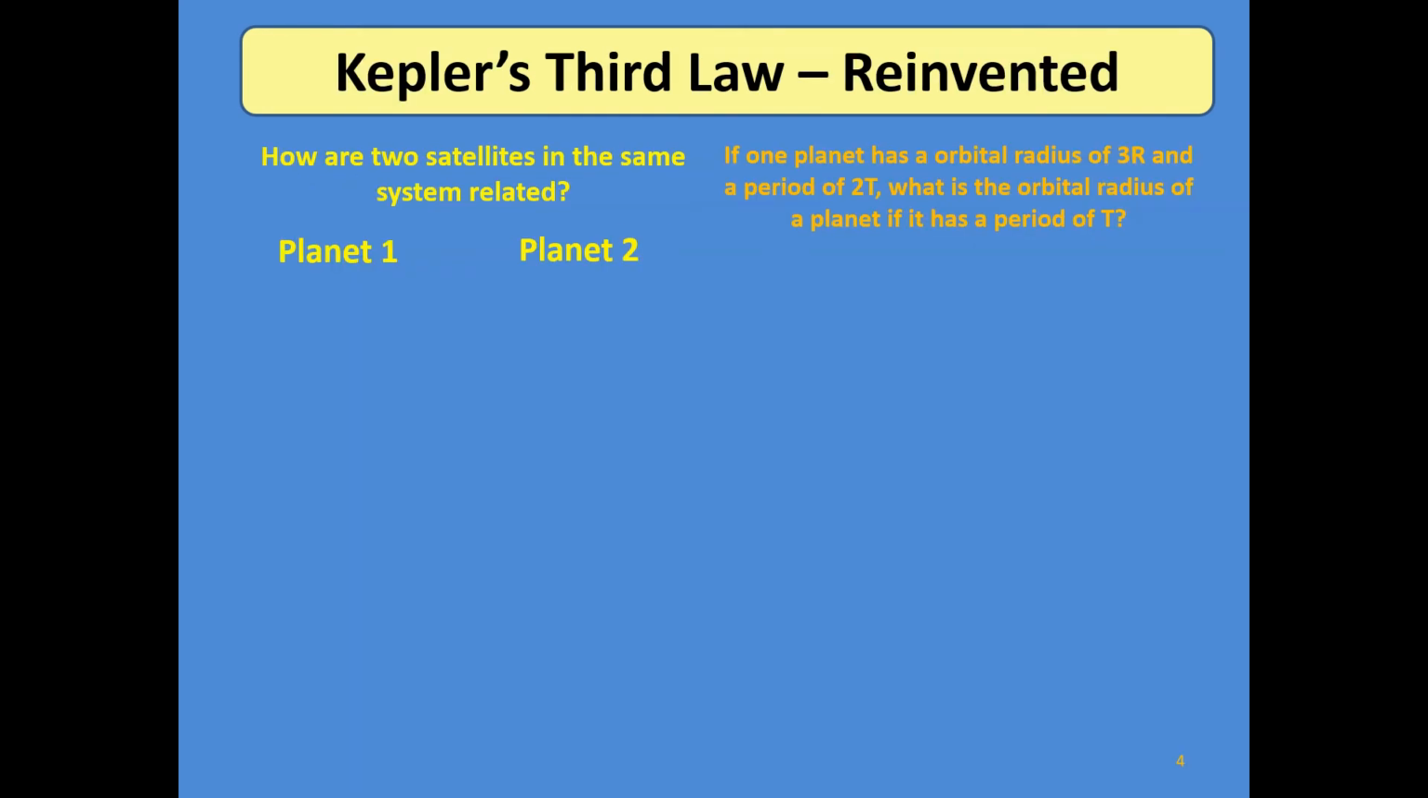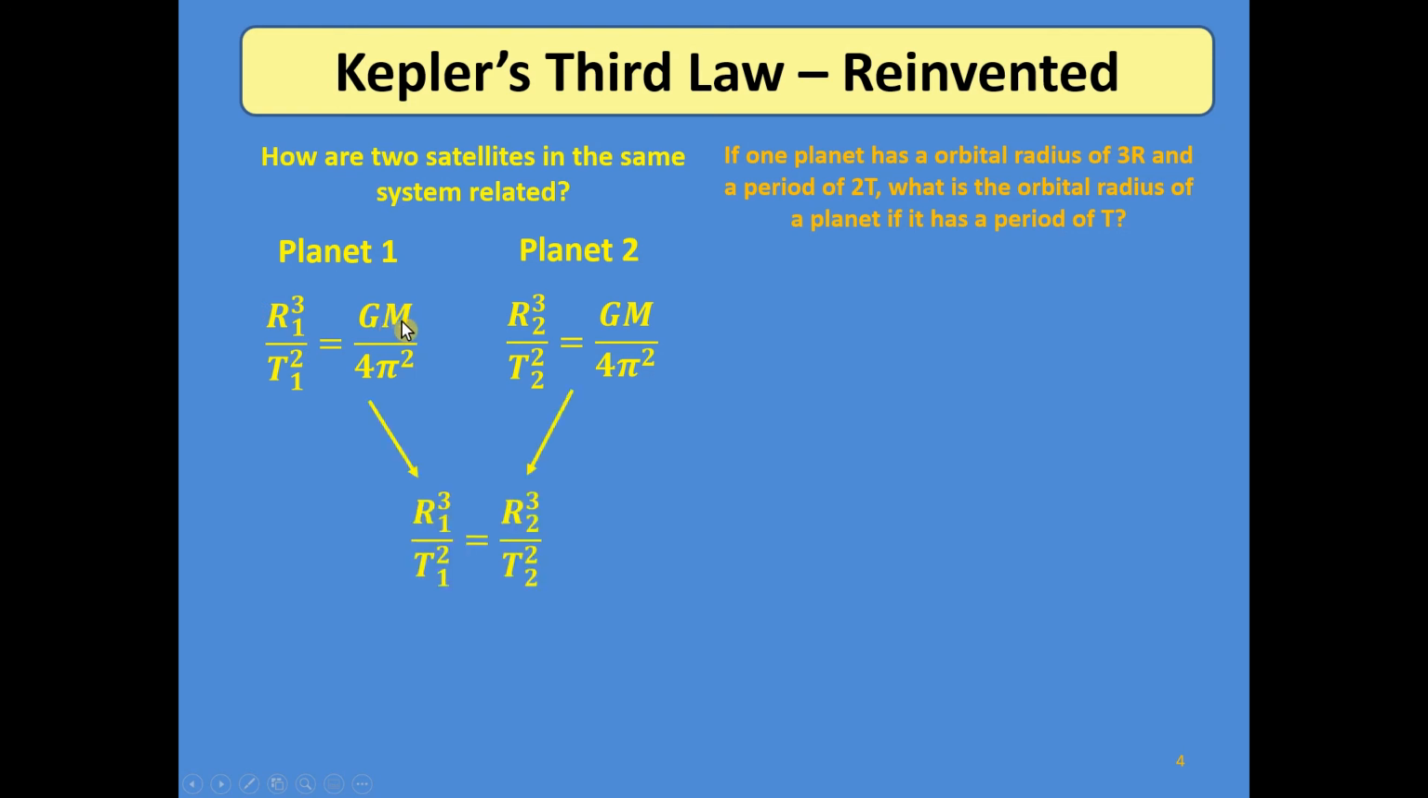Okay, let's delve just a tiny bit deeper into Kepler's third law and look at how two satellites in the same star system are related. So I have planet number 1 and planet number 2, and you can see the subscripts. We know this is true because it's what we derived in the previous slide: this ratio is equal to a constant based on the mass of your star. So if you're looking at two different planets in a star system, you can set these ratios equal to each other because they are both equal to G big M over 4 pi squared.